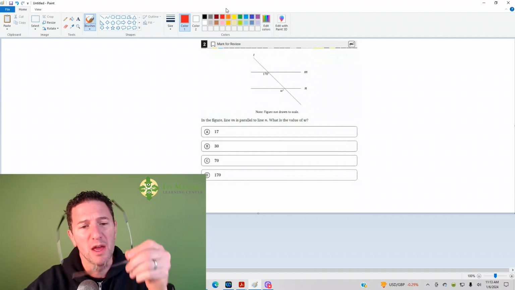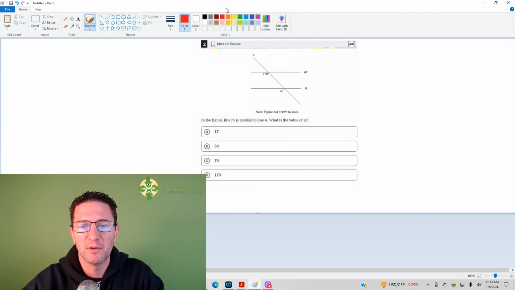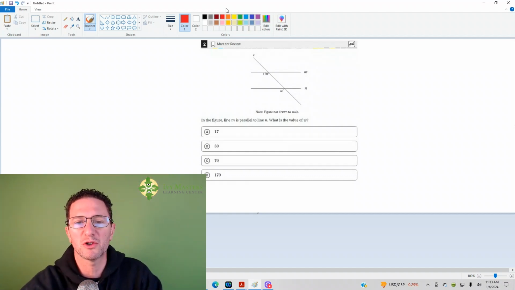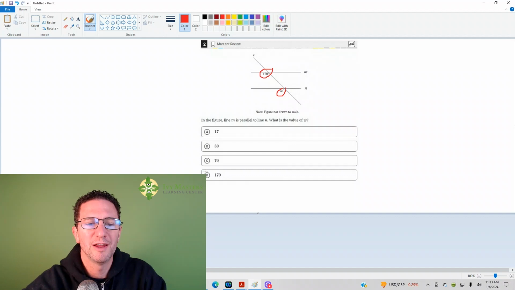Number 2 reads, and the figure line ends parallel to line value of W. When you call this parallel lines and transversal lines, every acute pair adds to 180. Every acute angle equals every other acute angle, and every obtuse angle equals every other obtuse angle. We've got an obtuse angle of 170 degrees. In geometry class, they gave it the name, the relationship between these two angles are corresponding.